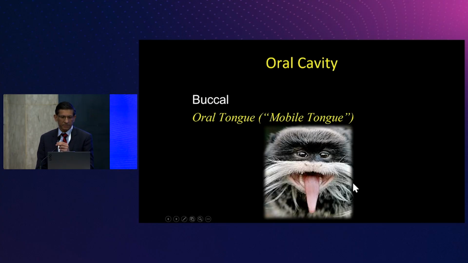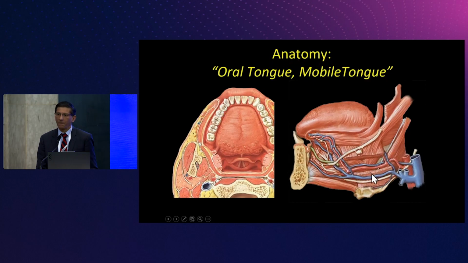So the next area is going to be the oral tongue. As we mentioned before, this was our circumvallate papilla, and everything anterior to the circumvallate papilla can be called either the oral tongue or the mobile tongue. There are various ways that you can refer to that.